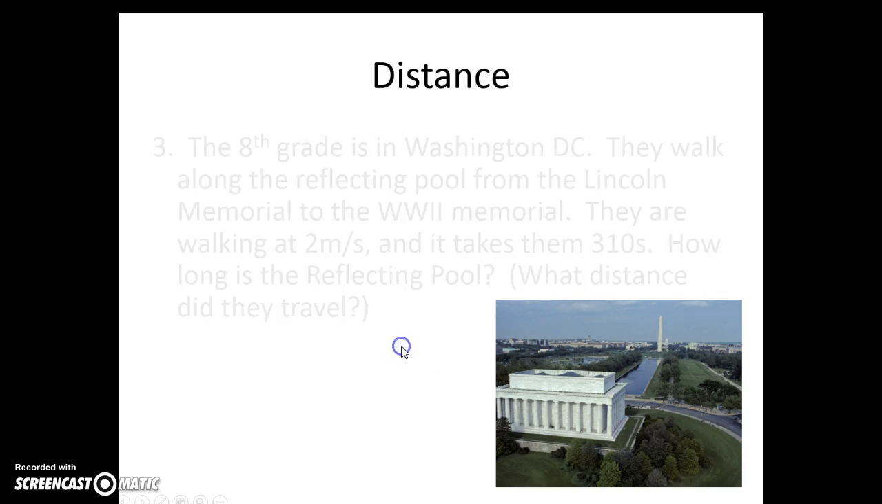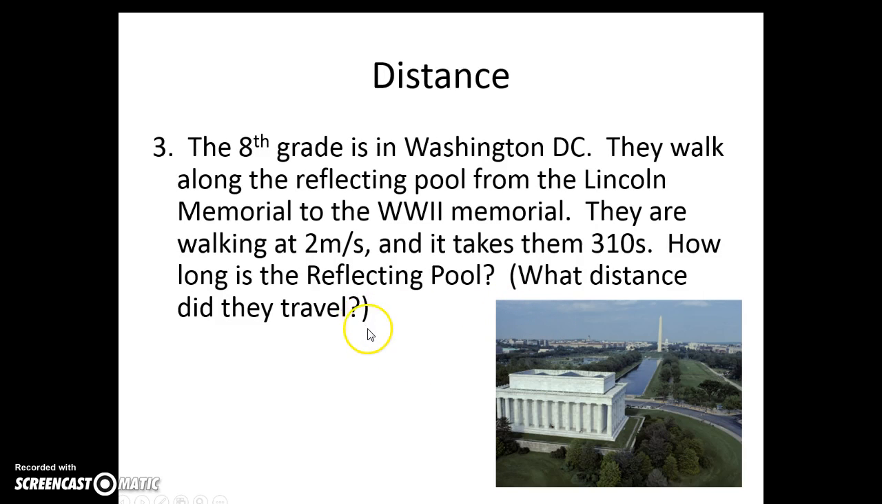Now we're looking at distance. Are you finding the theme yet? Here we are in Washington. We are going to walk along the reflecting pool. It's lovely when it's not under construction. We're walking, again, at 2 meters per second. Remember, that's how fast the bus was going in the last question? It takes us 310 seconds. So, as you look at this equation, you want to circle this and label it T for time. Circle this. Label it S for speed.